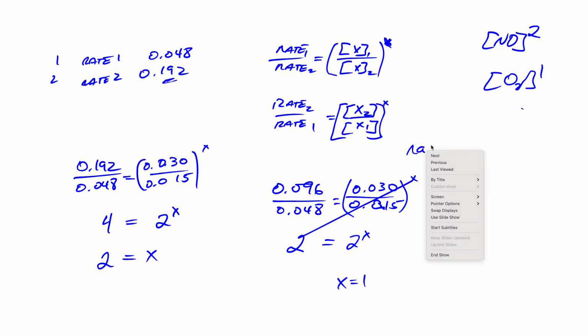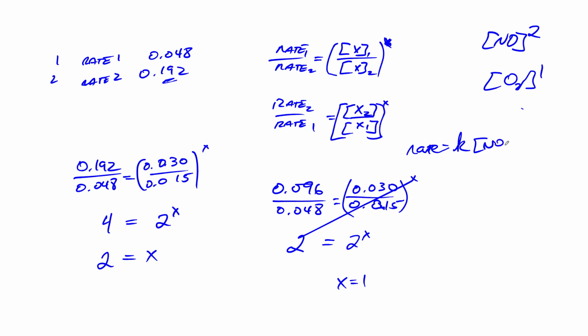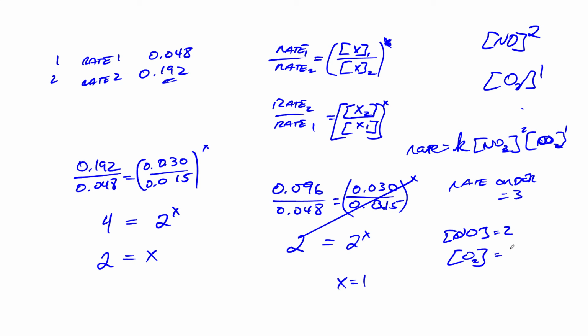So the rate equation is rate is equal to a constant times NO squared times O2 to the first, and the rate order for the whole reaction is equal to 3. The rate order with respect to NO is 2, and with respect to oxygen, O2, is 1. And that's how we interpret that equation.